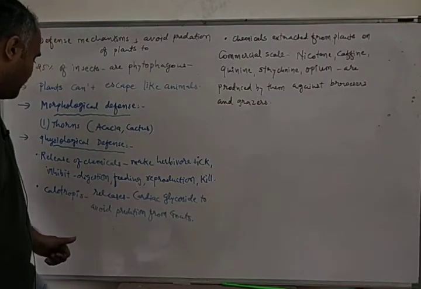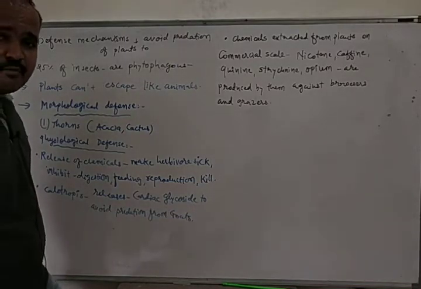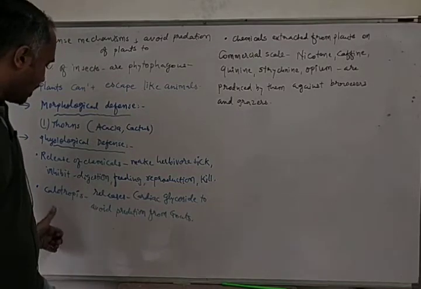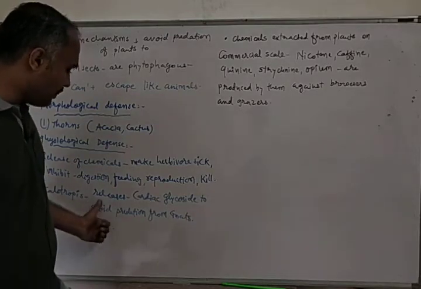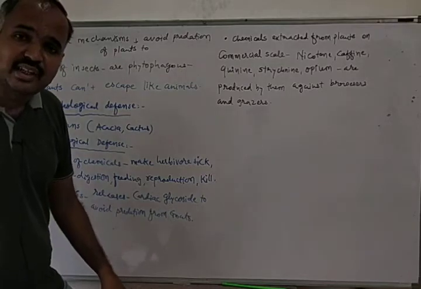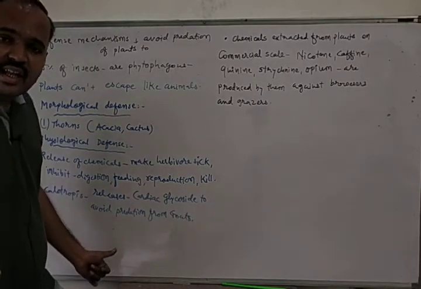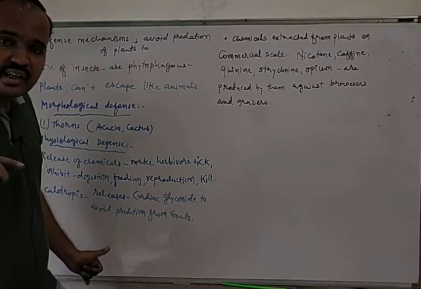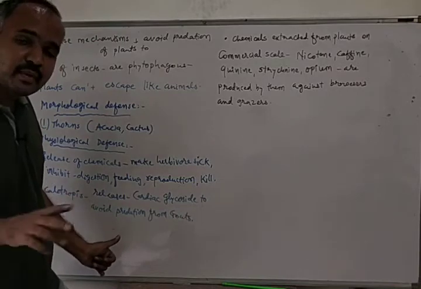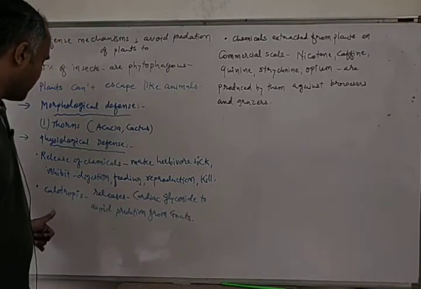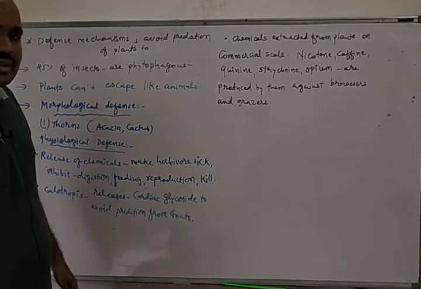We are giving the example of one plant, Calotropis, which grows in abandoned farmland, or abandoned land. Calotropis releases a cardiac glycoside, which is a poisonous chemical, against goats. To avoid predation from the goat, it releases cardiac glycoside. So Calotropis releases cardiac glycoside to avoid predation by goats, and the goat is a browser.